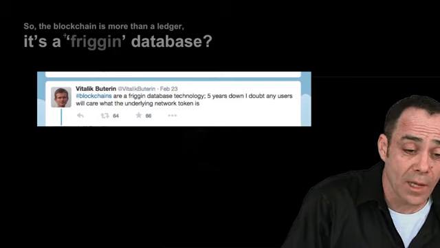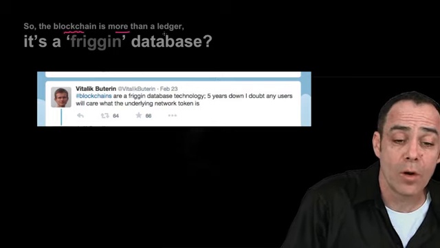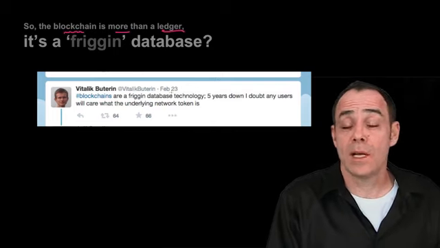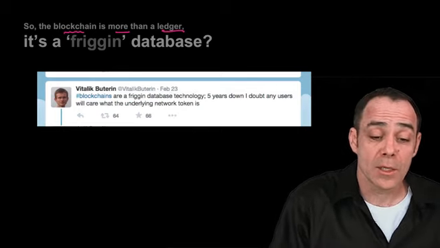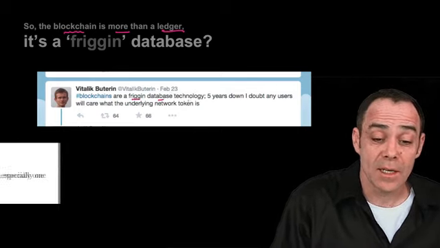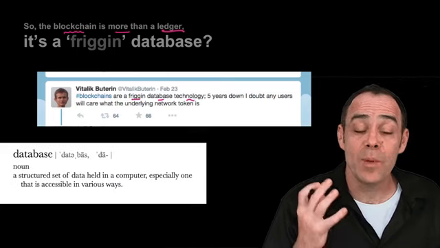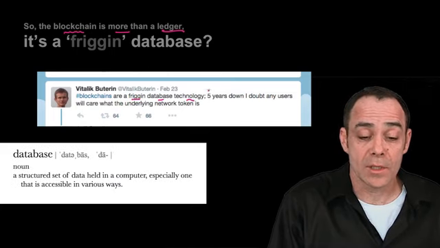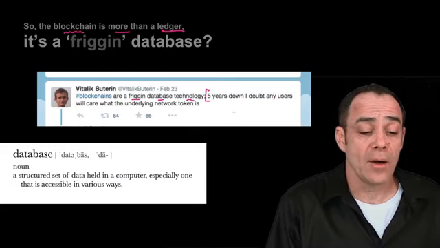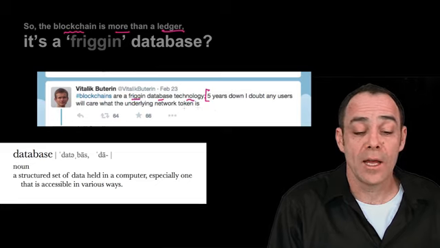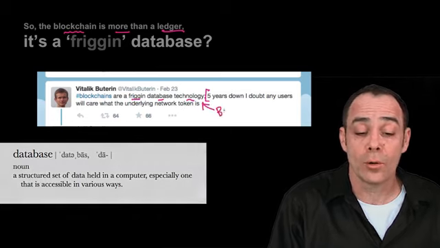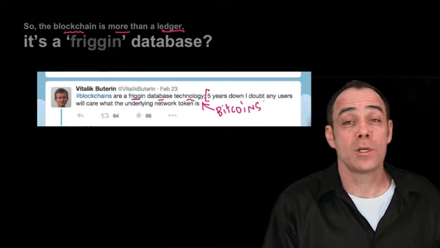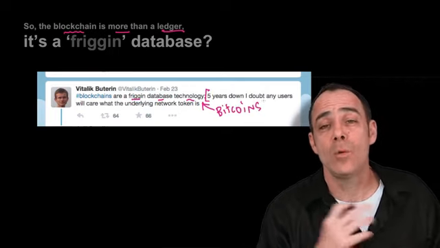So it's important to realize that the blockchain is more than a ledger. As Vitalik Buterin said just a few weeks ago, and I'm sure with some amazement even to himself, blockchains are a friggin' database technology. That's it. It's just database technology. And then he got everyone excited by saying that 5 years down the road, I doubt any users will care what the underlying network token is. What he's saying is, I doubt any users will care if you hold or have Bitcoins.